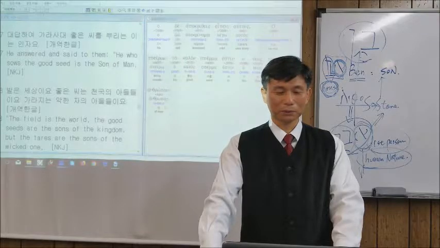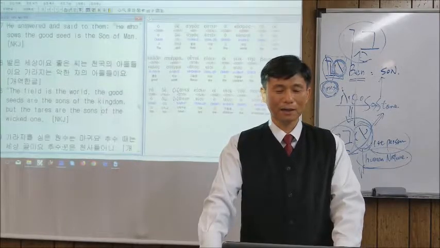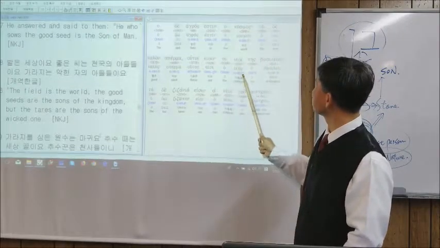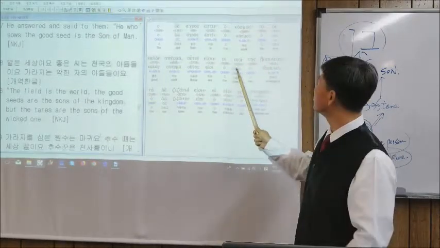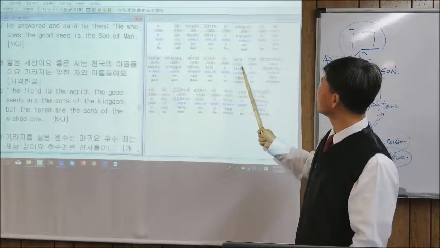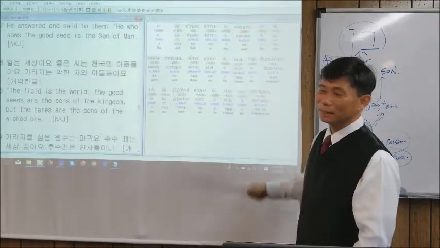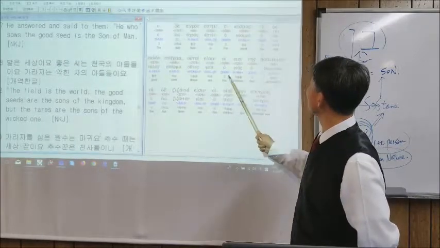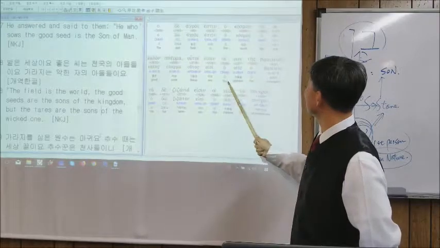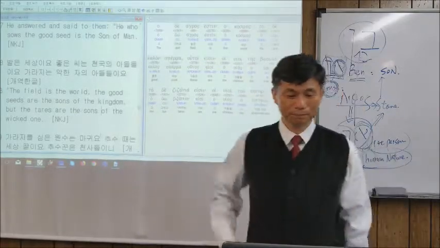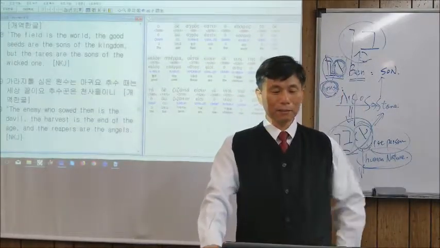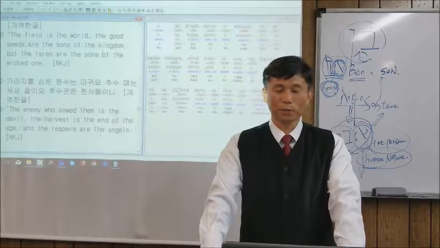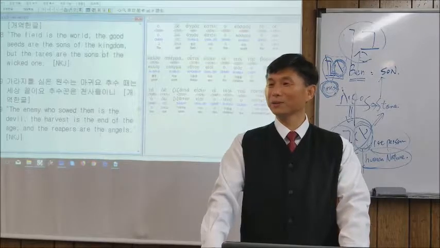We learned the cosmos, right? The good seeds are sons of the kingdom. So here again, son, huios, but plural form. So huios changed to huioi, huioi tes basileias. So the sons of the kingdom, the sons living in the kingdom. The enemy who sowed them is the devil. The harvest is the end of the age, and the reapers are angels. We learned that angelos is the reaper, right?